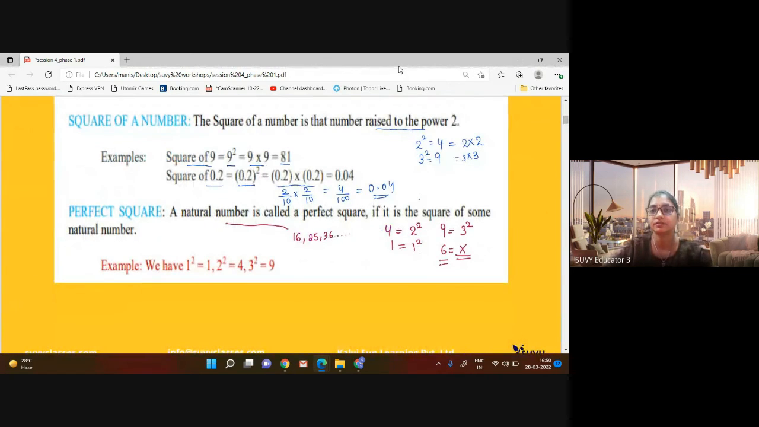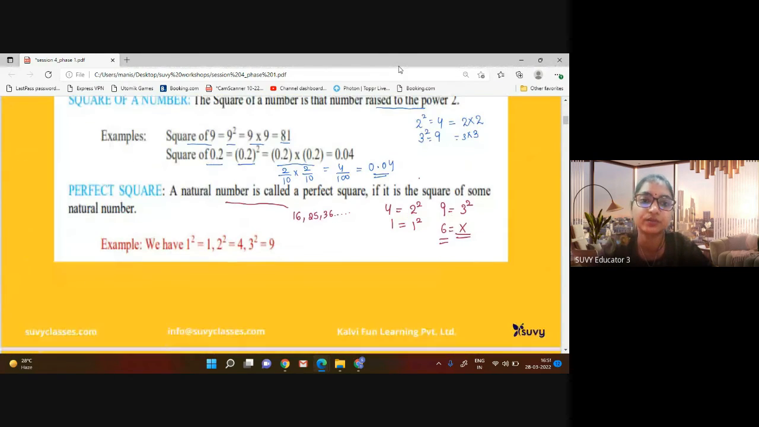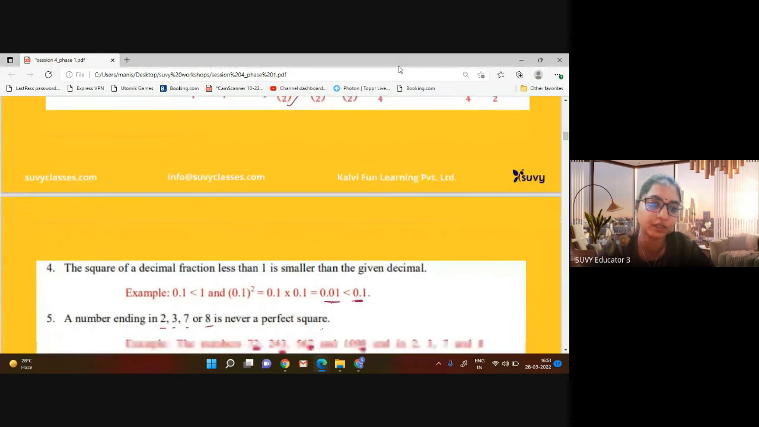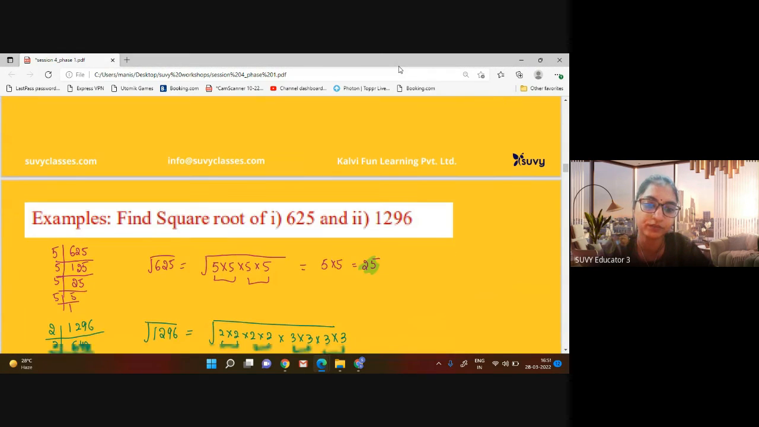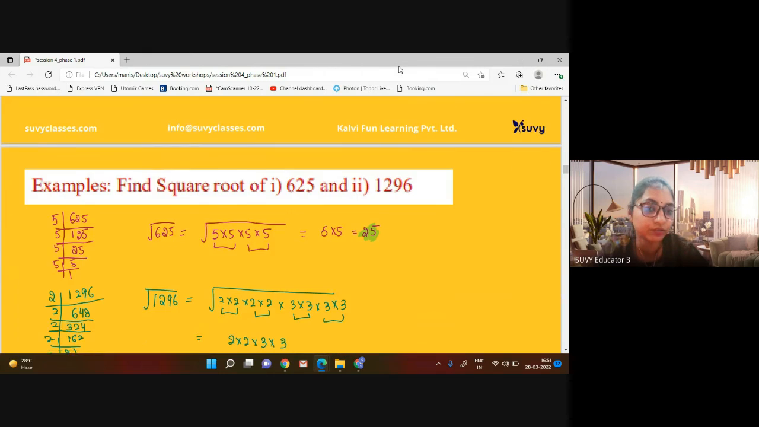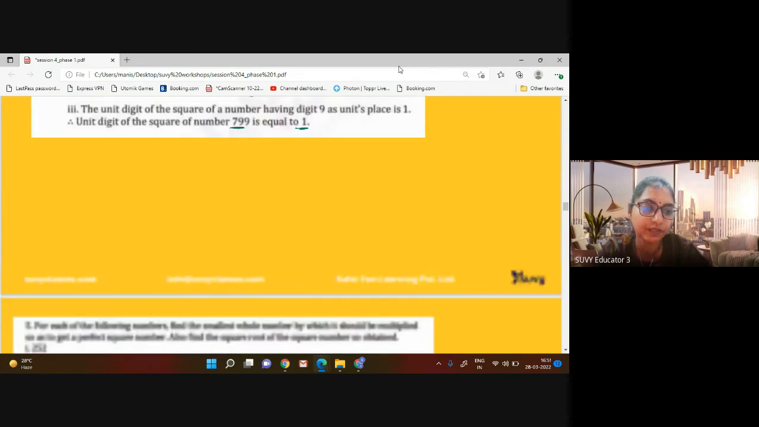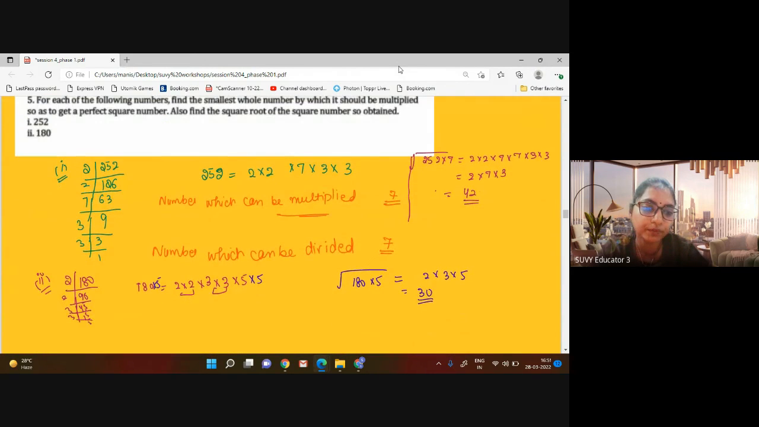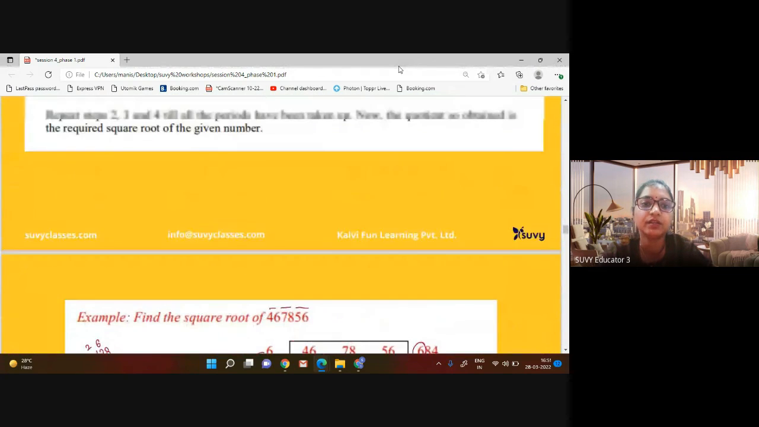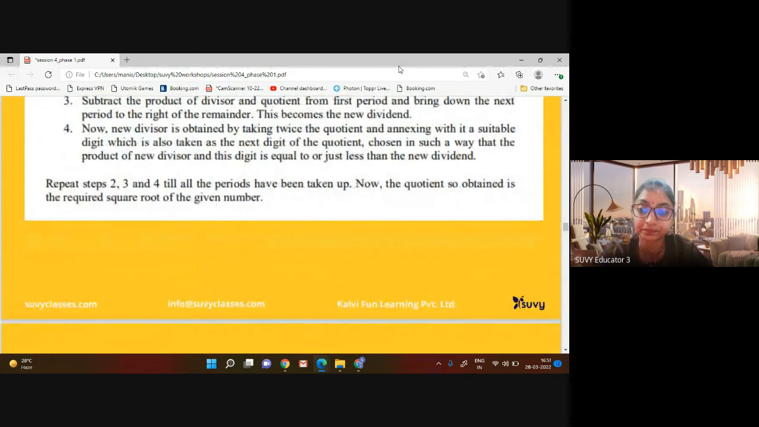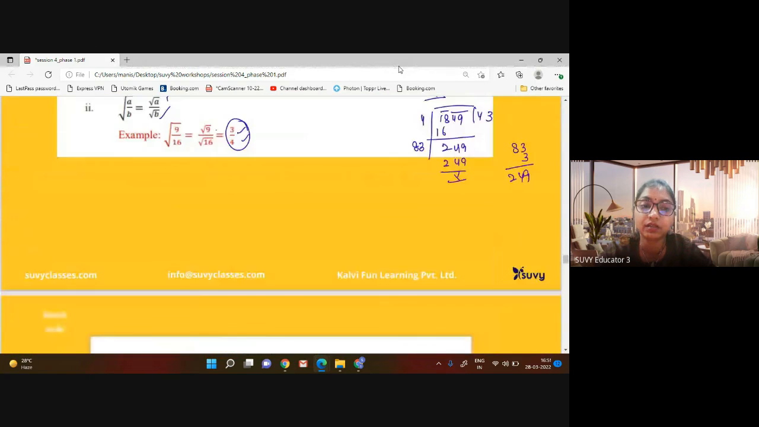So today, just go through all the slides once again, like square and square root. What is a square number? What is a perfect square? Some properties are there. Then how to find the square root of a number by using prime factorization. How to test it, how to check the unit place digits, how to check what should be multiplied or divided to get the perfect square. And next, my dear friends, you have the division method, right? Then after this division method, we will have square roots of a fraction.